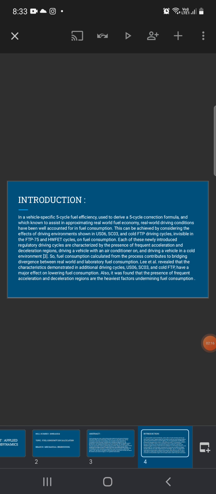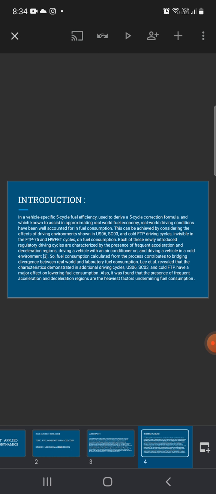Introduction. In a vehicle, specific 5 cycle fuel efficiency is used to derive a 5 correction formula, which is known to assist in approximating real world fuel economy. Real world driving conditions have been well accounted for in the fuel consumption. This has been achieved by considering the effects of driving environment shown in the US06, SC03 and cold FTP driving cycles, invisible in the FTP 75 and HWFET cycles.